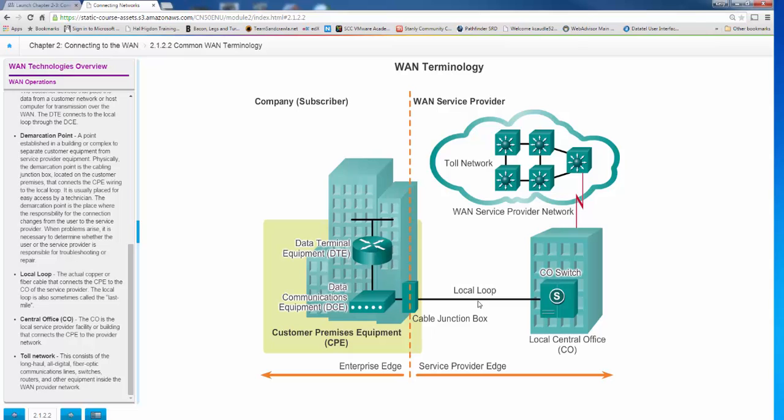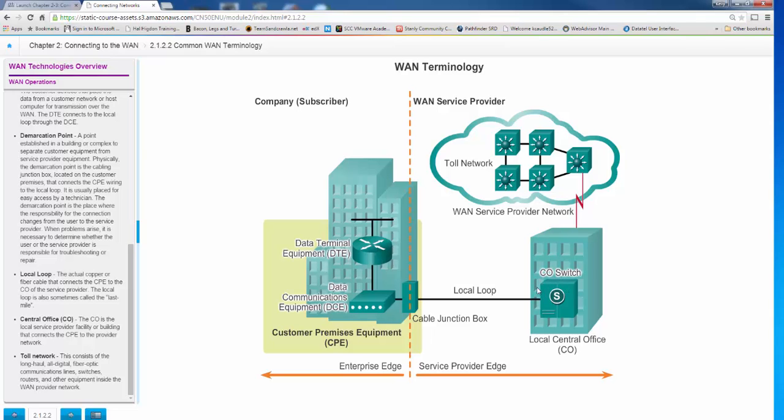Now, the local loop is that last mile. Typically in the U.S., unfortunately, it is a lot of times copper, especially to houses that are running DSL or cable modem. But it is a copper connection from your box in your organization to the CO switch. Increasingly, it is becoming fiber, thankfully, to increase the speed of that local loop. The central office is the local service provider facility that connects to the CPE, the customer premise equipment. So it's a local CO.